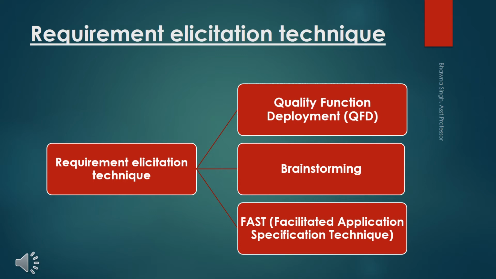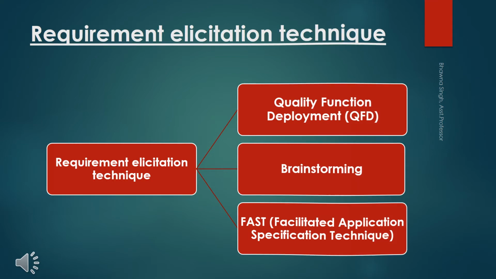elicitation. And we have various techniques for gathering all these requirements, like quality function deployment, which is also known as QFD. We can conduct a brainstorming session, and we have FAST, that is, the facilitated application specification technique. So all these techniques we follow so that we are able to get all the requirements from the customers. On the basis of that we will be able to build the software product.